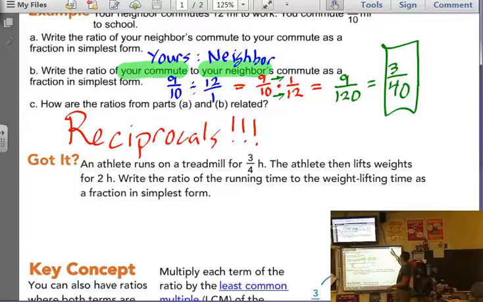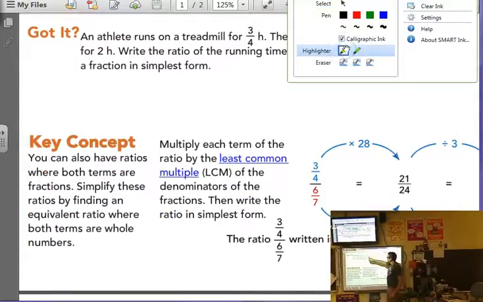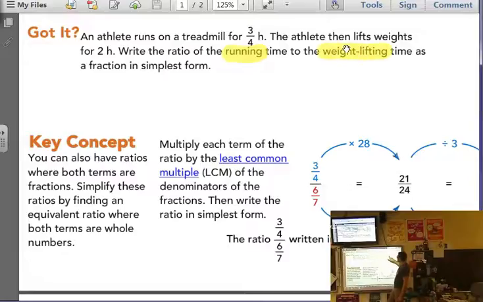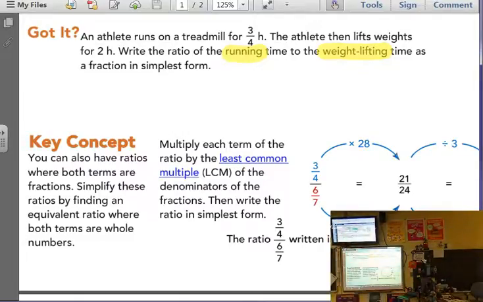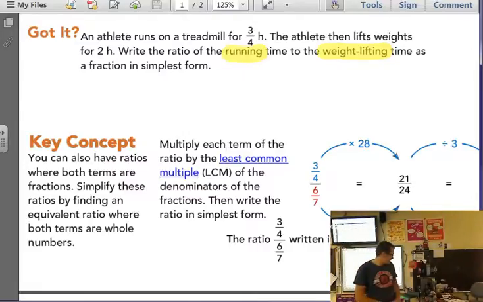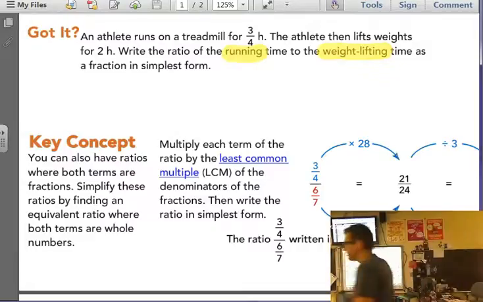So, try the got it on your own. Be careful that it asks for the comparison of running to weightlifting. So running will come first, weightlifting will come second. They're both in hours, so they are both the same rate. If you have a question, please stick up a hand. So wait, should we change these? No, they're both in hours. Now you could change them both into minutes, but you don't need to. Yeah, because we're comparing the same units.